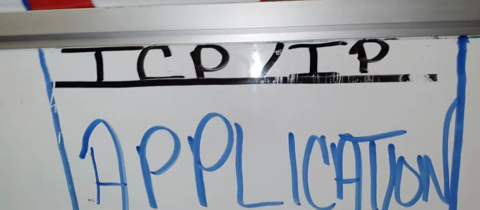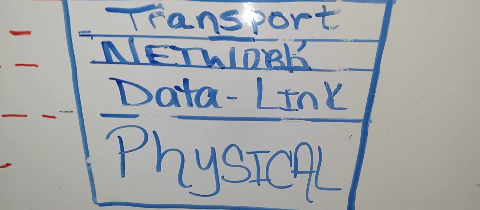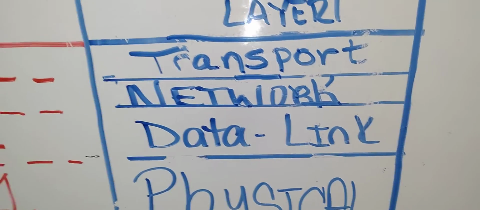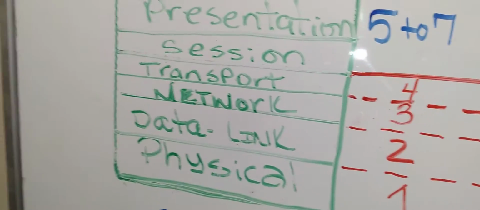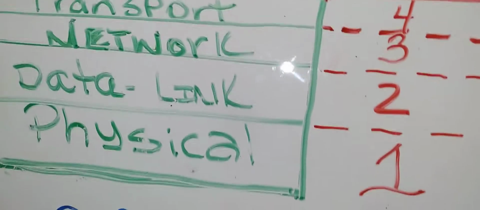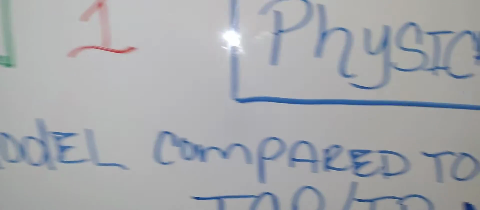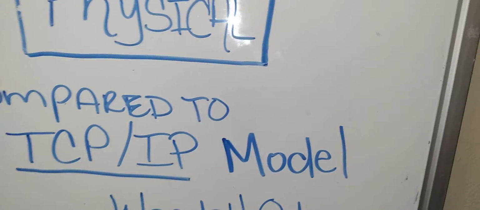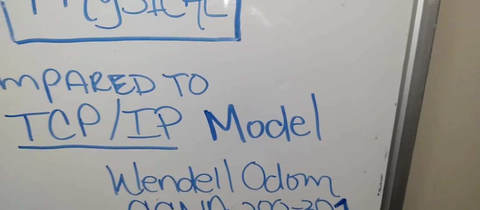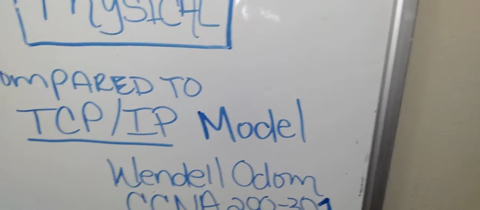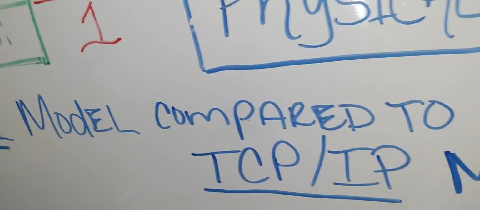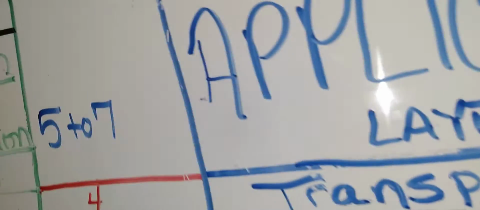There's also the TCP model. So as you can see, I'm showing you the TCP model and the OSI model. So we're going to do a comparison today. And this is located in the Wendell Odom book, CCNA. And you can find this information in Volume 1 and Volume 2 of the Wendell Odom.